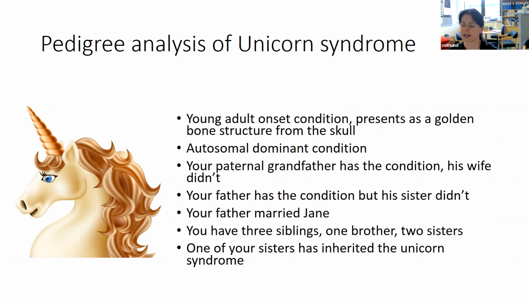So pretend this is your family. Your paternal grandfather has it, his wife didn't. Your father has it, his sister didn't. Your father married Jane. You have 3 siblings, 1 brother and 2 sisters, and one of your sisters has the unicorn syndrome. So again, it should just be a nice, quick way of writing out a pedigree.